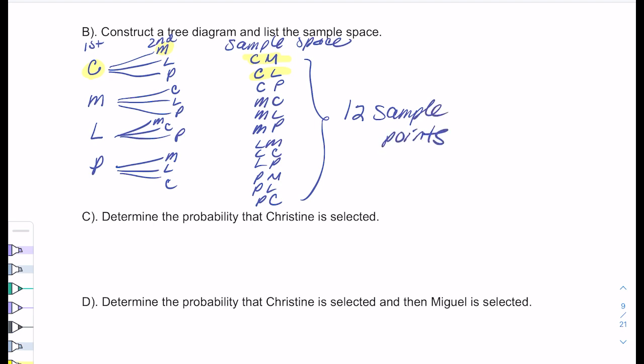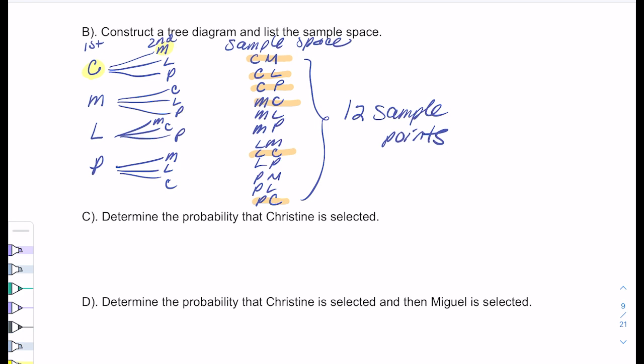So this will help me now determine letter C and D. So letter C says determine the probability that Christine is selected. Okay, so Christine selected. Let's take a look at this. Everywhere Christine is selected, I'm going to highlight. So I've got Christine, Christine, Christine, everywhere there's a C. So I counted here 6 different places that Christine is selected.